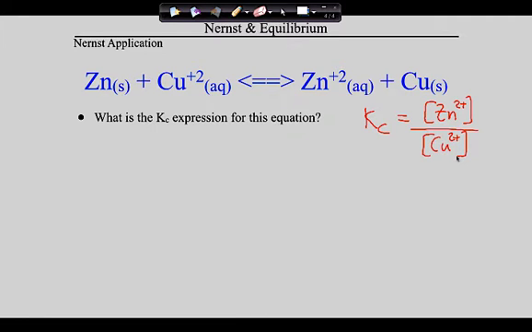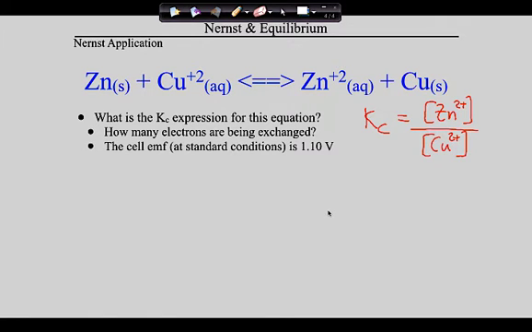Guys, what happened to the zinc and the copper metals? They're solids. They don't belong there. Is that okay? Now, guys, question number 2. How many moles of electrons are being exchanged in this process? 2. Zinc goes to zinc 2+, that's losing 2 electrons. Copper 2+ goes to copper, that's gaining 2 electrons. So we now know that N is equal to 2.